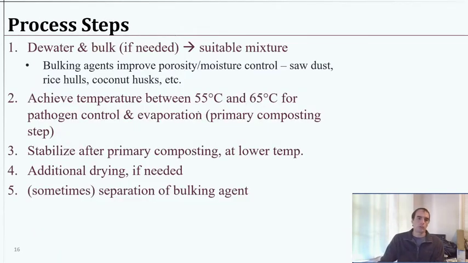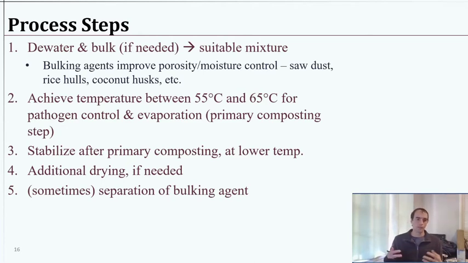Okay, so taking a look at the different steps, the first thing we would want to do is dewater the sludge. So sludge is almost always going to be high liquid content, and then add some bulking agent if needed. These bulking agents will be something like sawdust or rice hulls, coconut husk, something like that. That's cheap, it's organic, and it allows the sludge to compost with enough contact with the air.